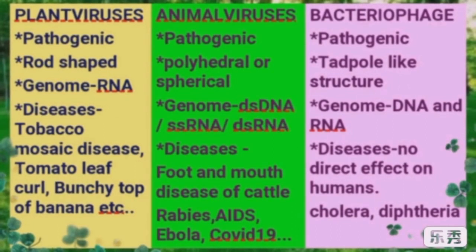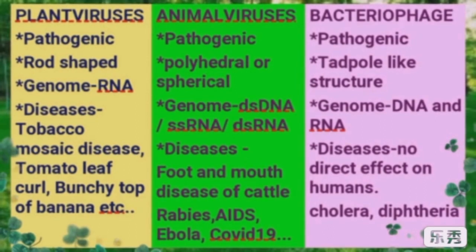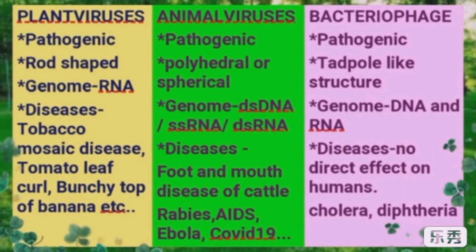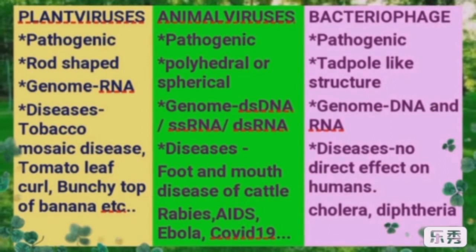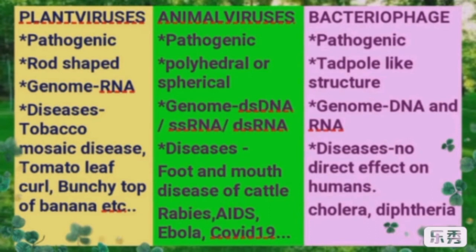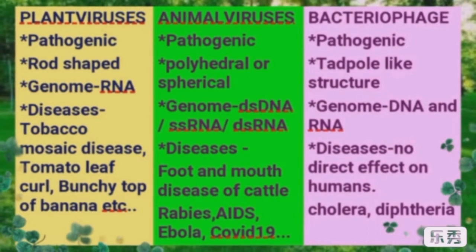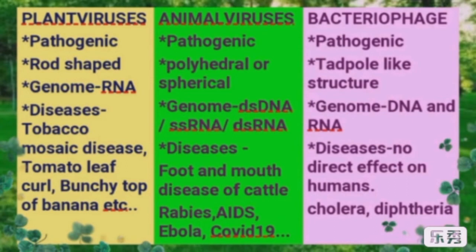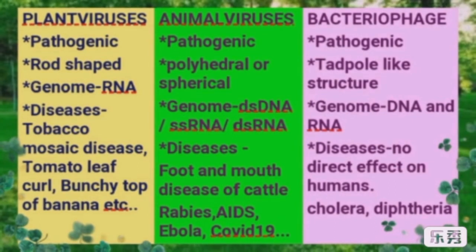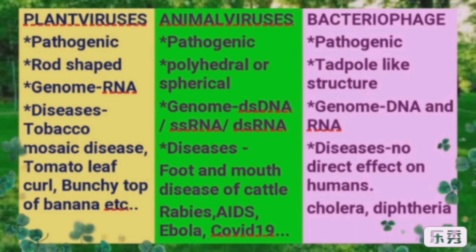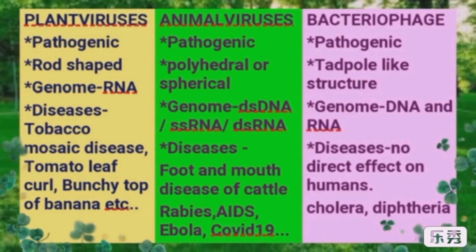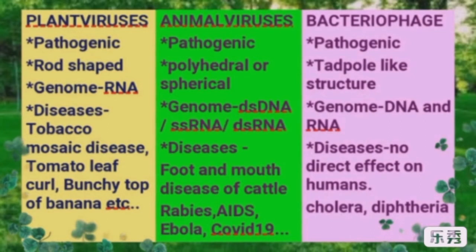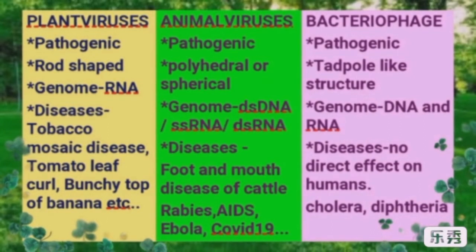Now if we talk about the diseases caused by these types of viruses, a few examples I have mentioned here. At least we should know that, especially the plus one, plus two batch students and even high school students. Plant viruses cause diseases like tobacco mosaic disease, tomato leaf curl, bunchy top of banana. Animal viruses cause diseases like foot and mouth disease of cattle, rabies, AIDS in humans, Ebola, COVID-19, and also many diseases which you have to study in the 9th standard syllabus and even in plus one, like polio, chickenpox, smallpox, influenza, measles, etc.